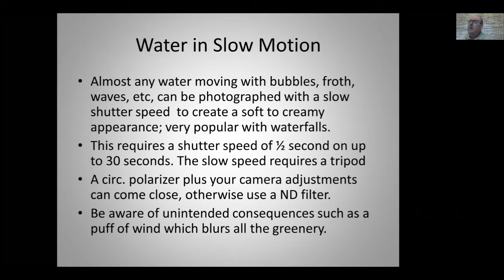And you absolutely have to have a tripod because you're doing such a slow shutter speed. I found you could, with a circular polarizer plus your freebie camera adjustments, often come very close to getting to the shutter speed you want, or then otherwise use a neutral density filter.